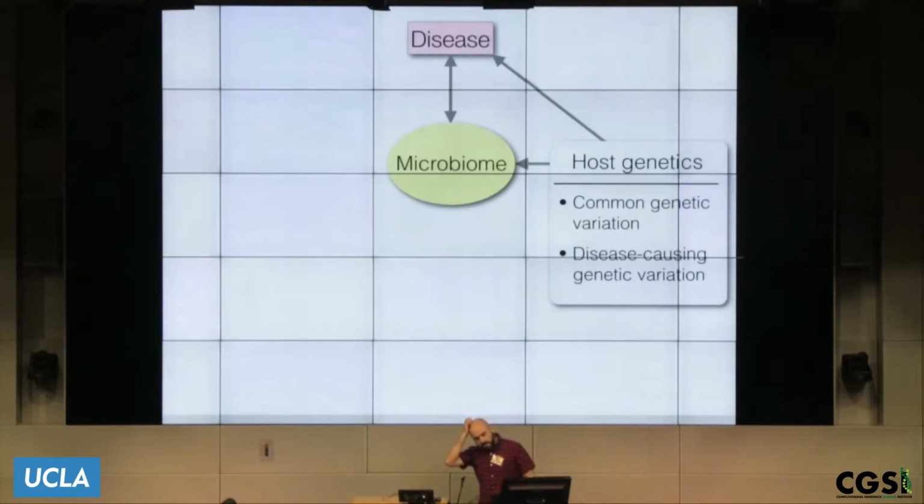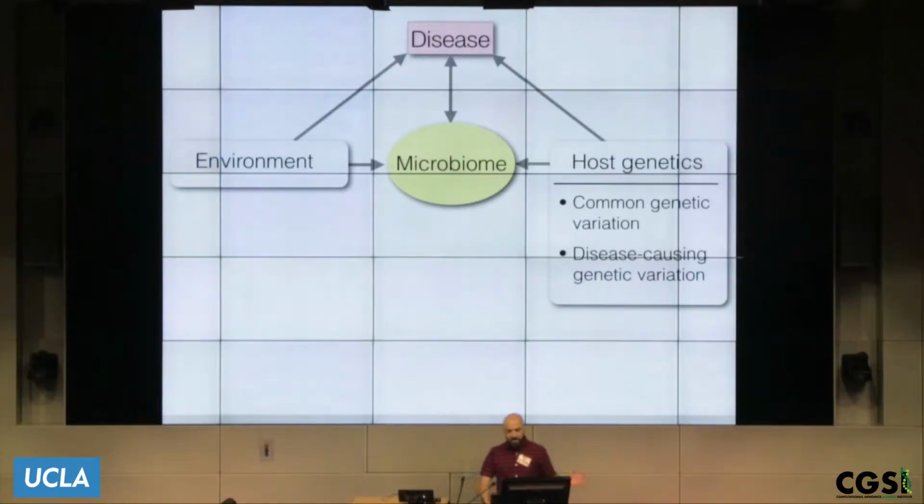And I'll basically tell you about two stories today where we looked at the effect of host genetics on the microbiome. One, just looking at common genetic variation, so genetic variation that segregates in humans and how that is correlated with the microbiome, but also looking at disease-causing genetic variation. Specifically, we're looking at somatic mutations in cancer and how variation in these mutational profiles in colorectal cancer tumors can affect variation in the microbiome.